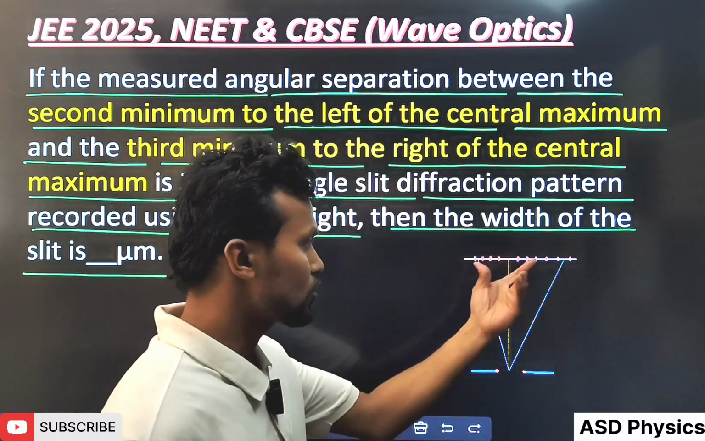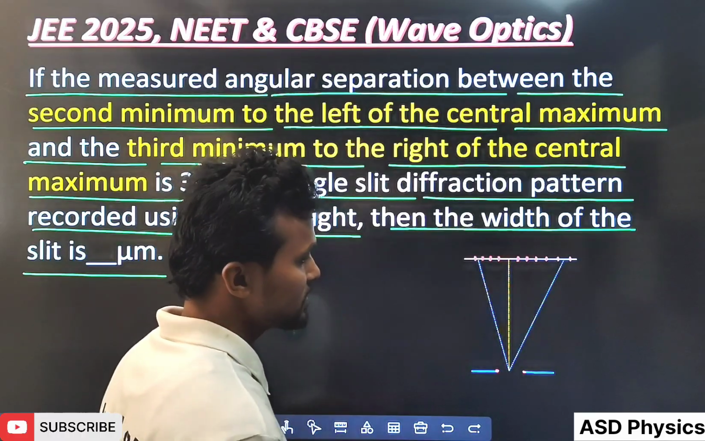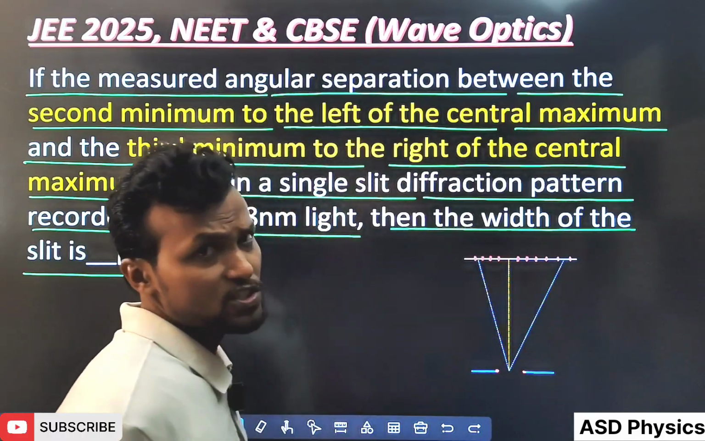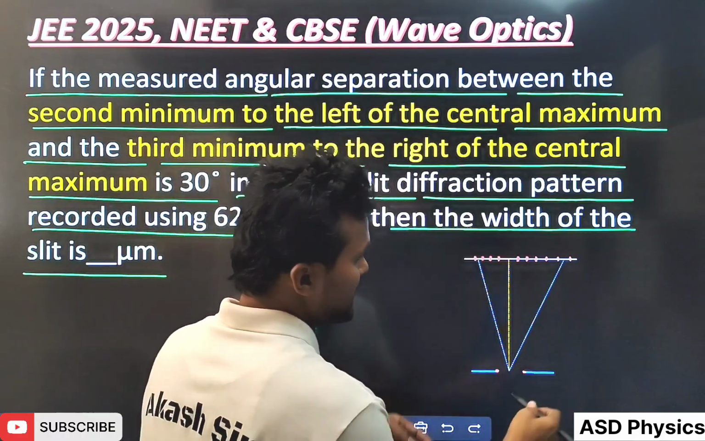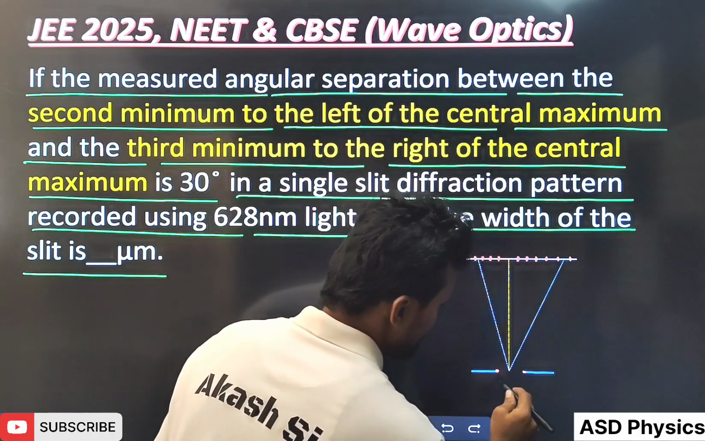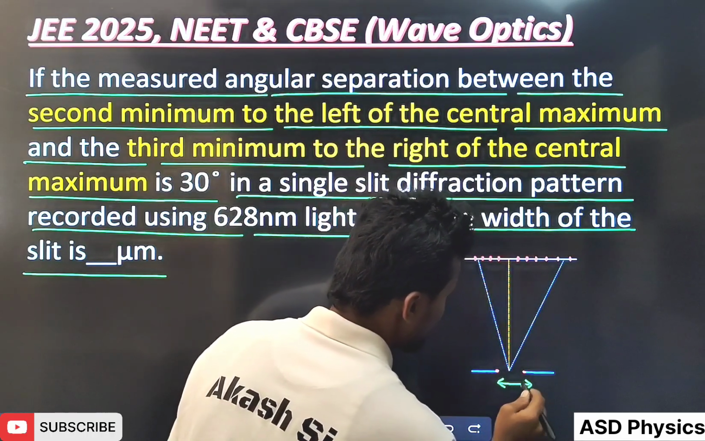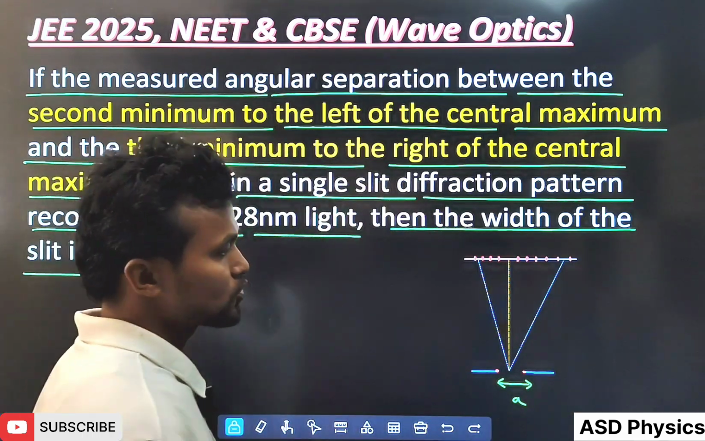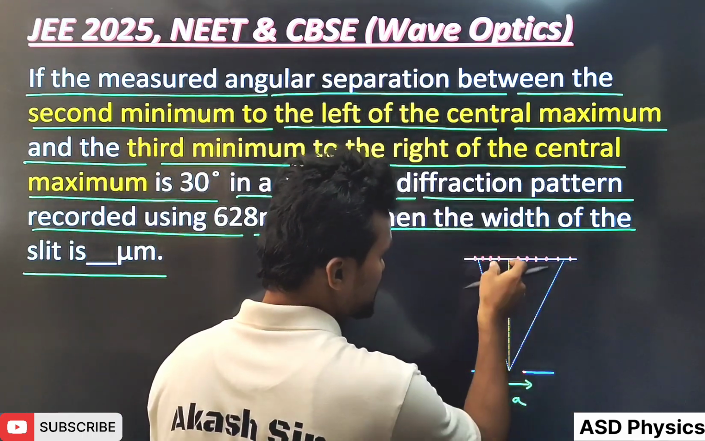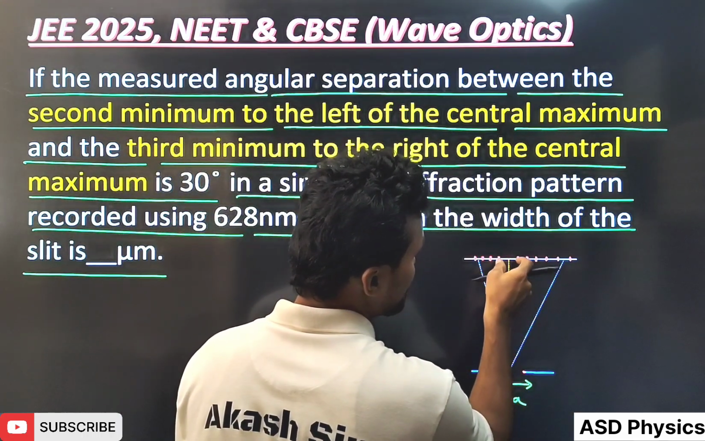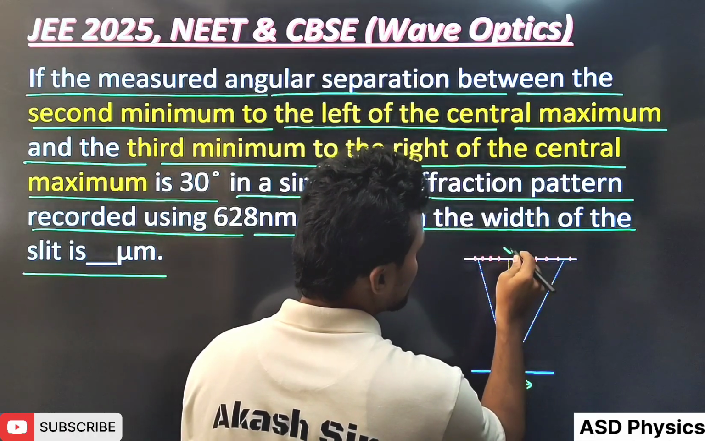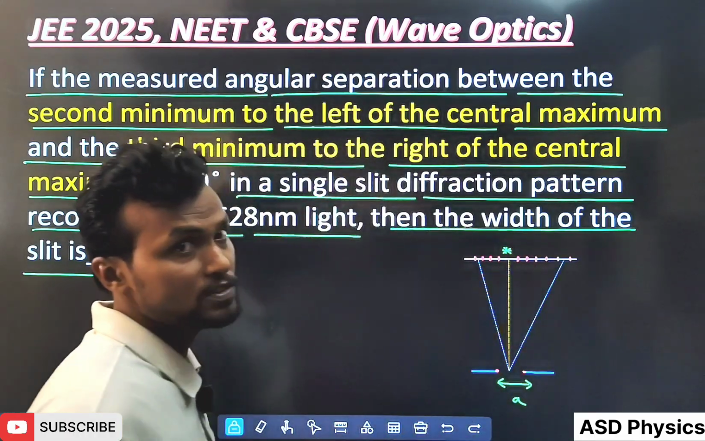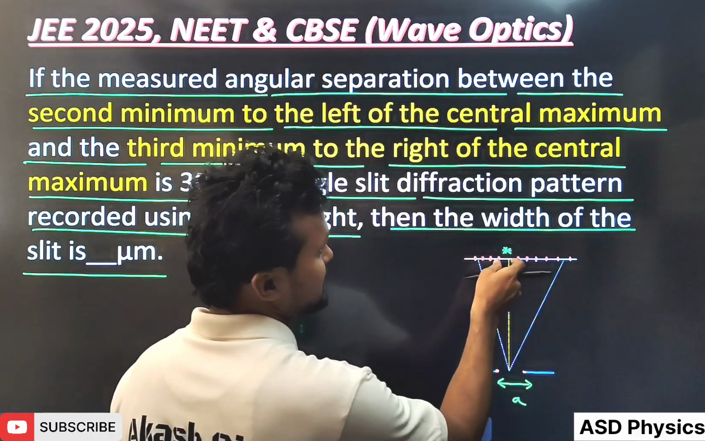So here I have drawn the arrangement like this. There is some barrier, and light is going to pass through it. This is the slit width A. If we look straight ahead at this point, this is called the central maxima. I have marked it here with a star sign.